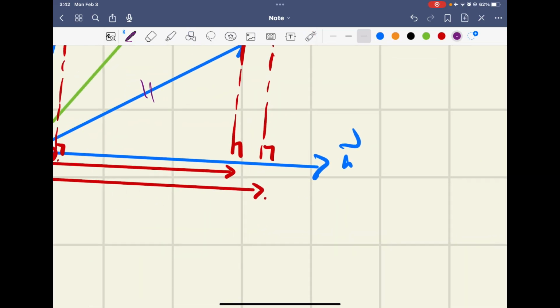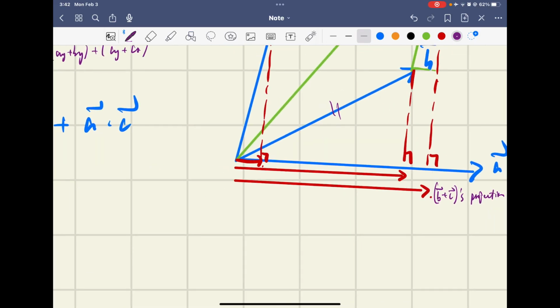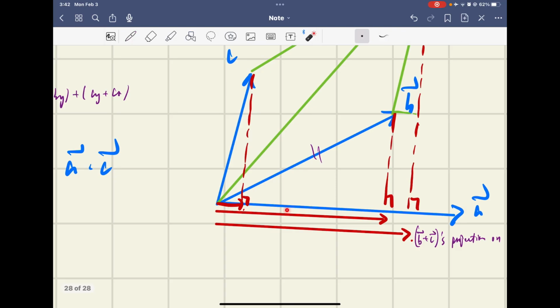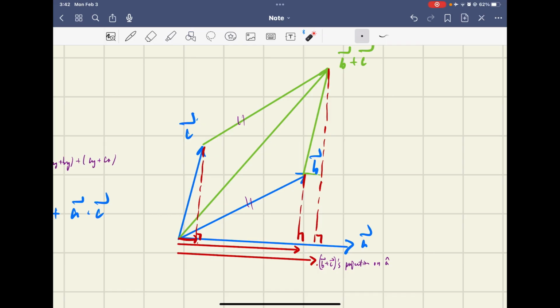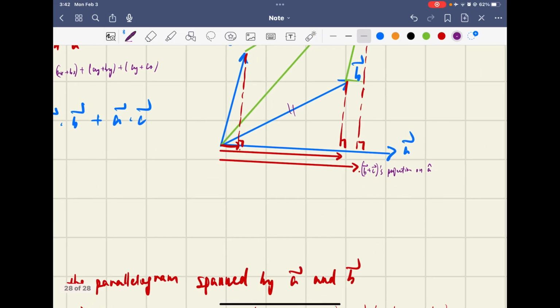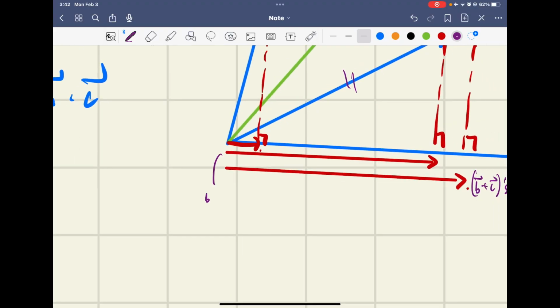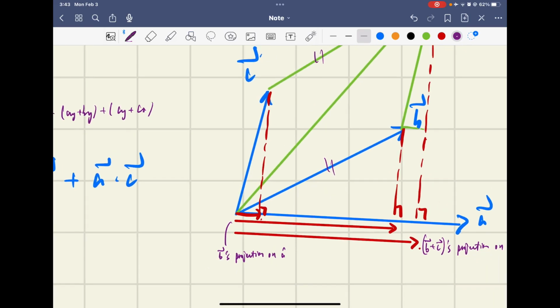This one is called B plus C's projection on the direction of A, and this slightly shorter arrow here, if you look at the big picture, is the vector B's projection on A. So this is B's projection on the direction of A, and so C is here.